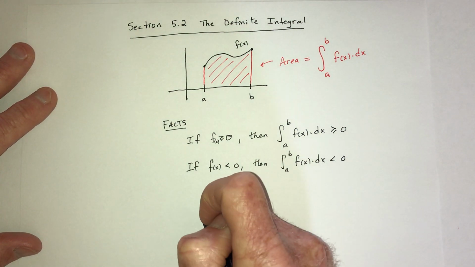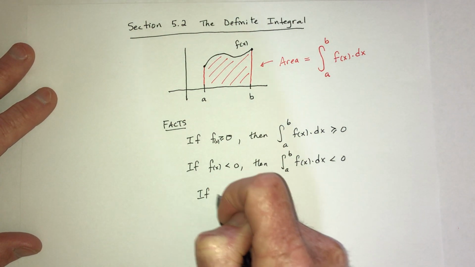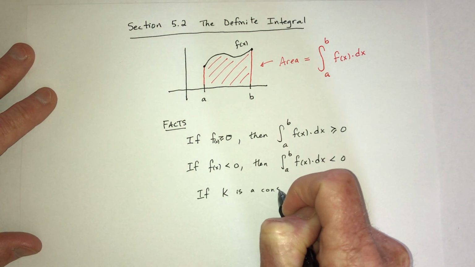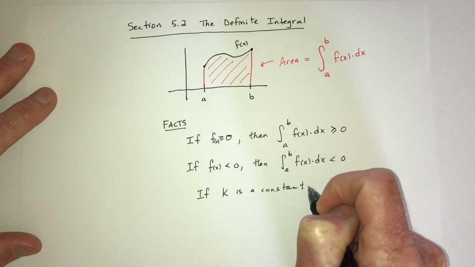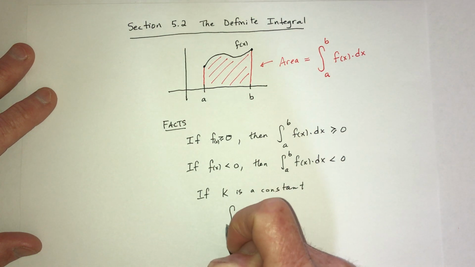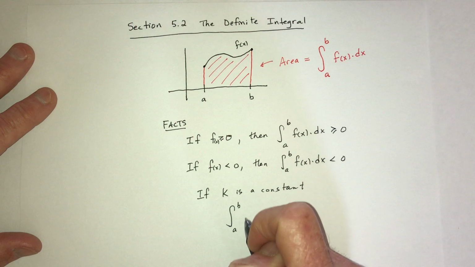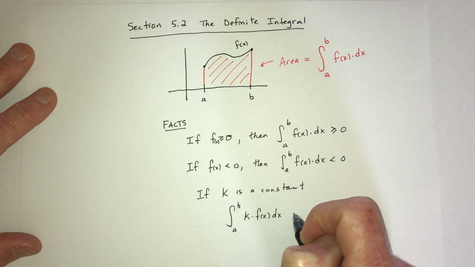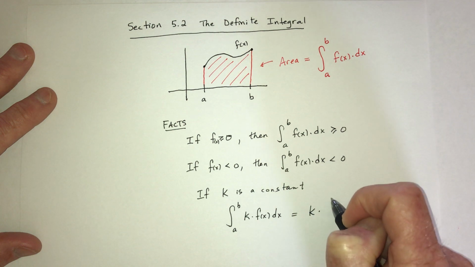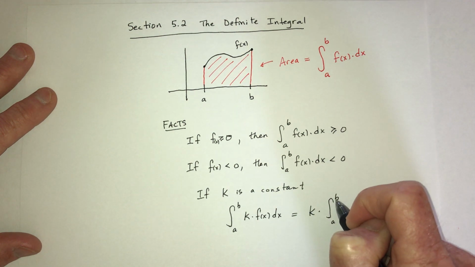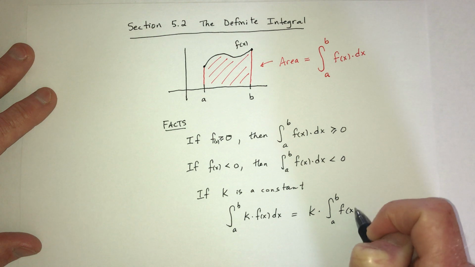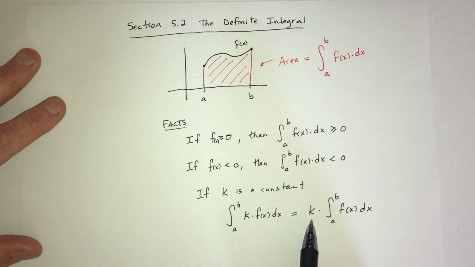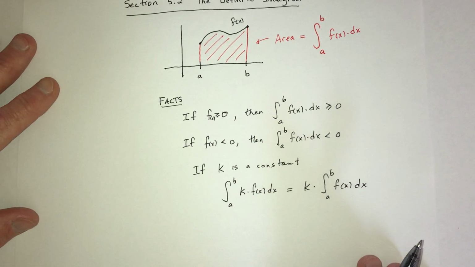Another useful one is if k is a constant, then if you're integrating from a to b, k times the function f of x, then you can just factor out the constant k and then integrate the function and you'll get the same answer. So that is a fact that we use a lot, factoring out a constant.